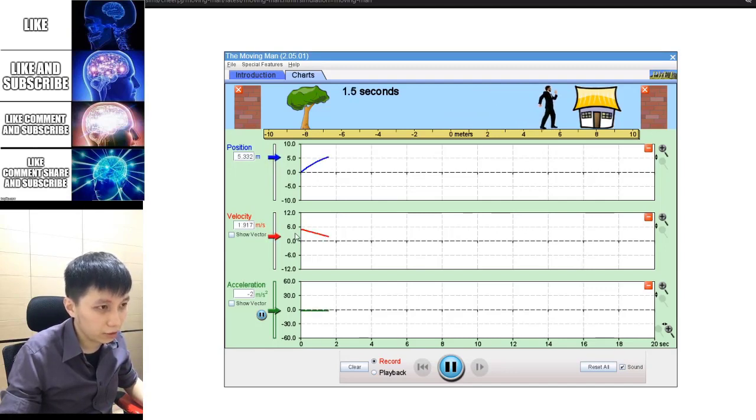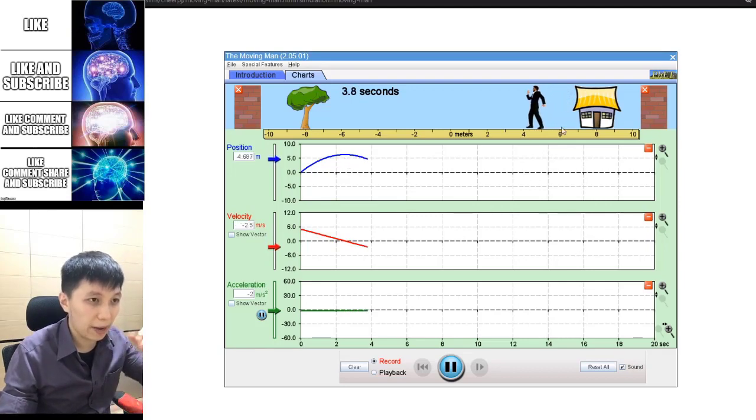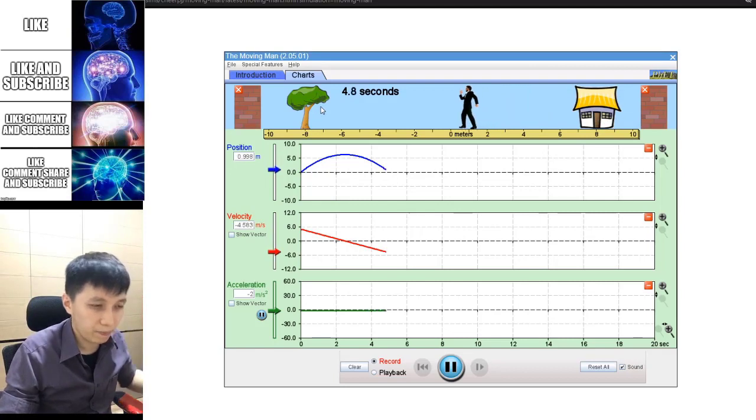Okay, it looks good. You can see the red line velocity keep decreasing at a constant rate, and at a certain point you can see it start to go back. If you look at the guy just now, it went backward. So this is the same as how you can see in the position time graph. You can see it getting faster and faster because it's getting more and more negative.